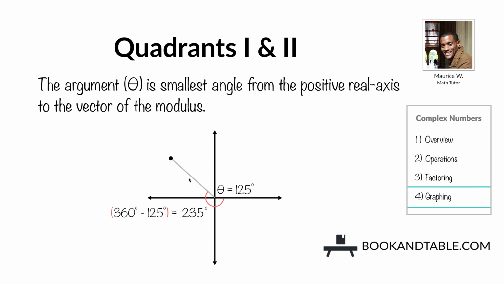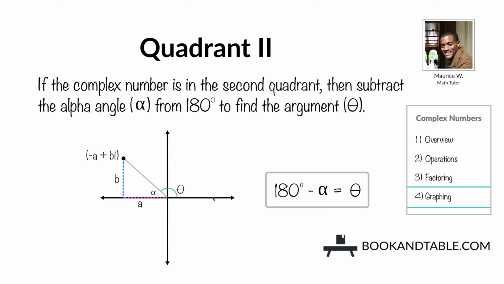Now, something interesting about quadrant 2: if the complex number is in the second quadrant, then subtract the alpha angle from 180 degrees to find the argument theta. So what does that mean?